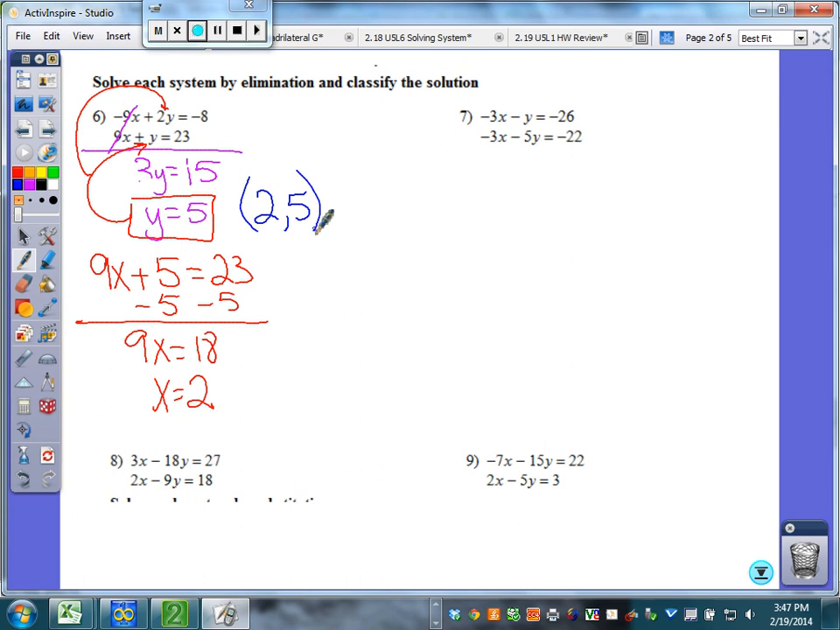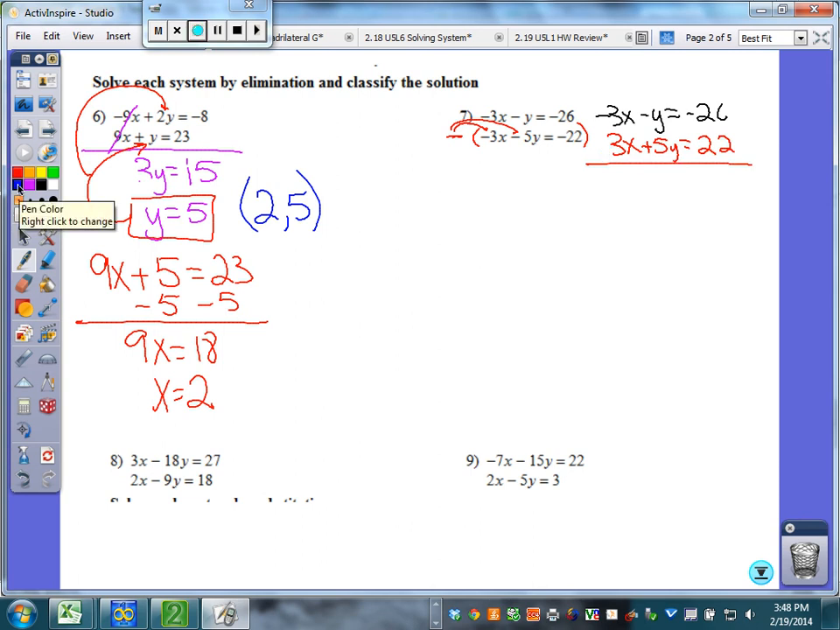Okay. Number 7, I see here that I don't have opposite signs for x, but if I was to multiply this bottom equation by a negative, then I would simply carry over the first one. We have negative 3x minus y equals negative 26. And then we have the second equation that we're going to multiply everything by a negative. So a negative times negative 3x is 3x. Negative times negative 5 is positive 5y. And negative times negative 22 is positive 22.